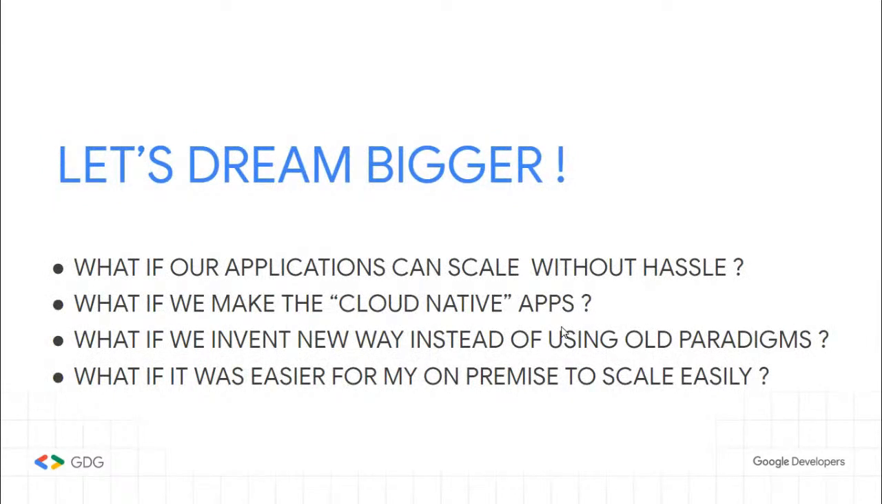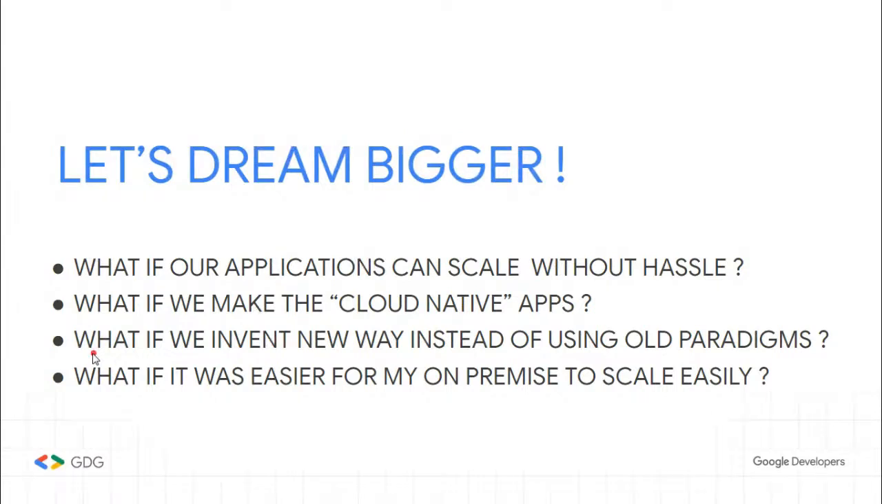And let's dream bigger. What if our application can scale without hassle? We don't have to configure anything. And what if we make cloud native? For people who program on mobile, you remember those tricks about using the web view, using Cordova, where you program an application on both iPhones and Android, but it was heavy. Why? Because it was using web view, so it was just HTML. But now we have other solutions, for example, for mobile developers. We'll be back later. Okay, sorry, I'm a little bit fuzzy.